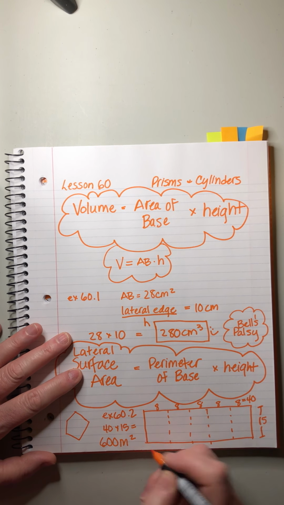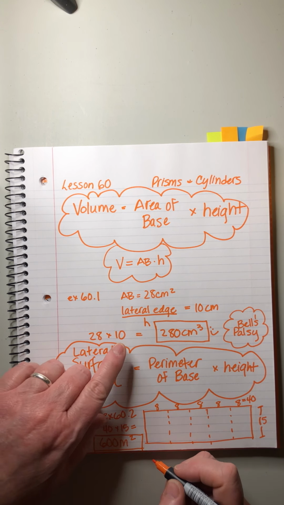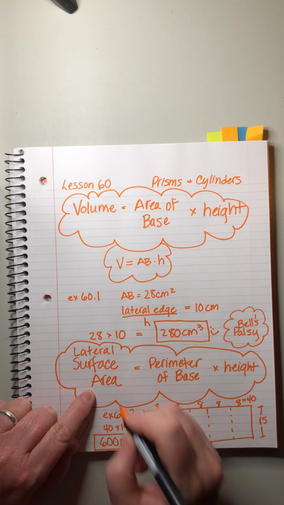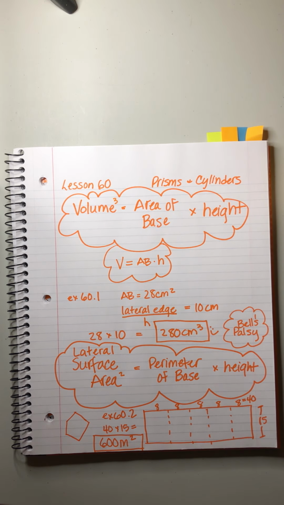meters squared. Lateral surface area is an area, so it's always squared. Volume is 3-dimensional, so it's cubed. All right? Okay, that is lesson 60.